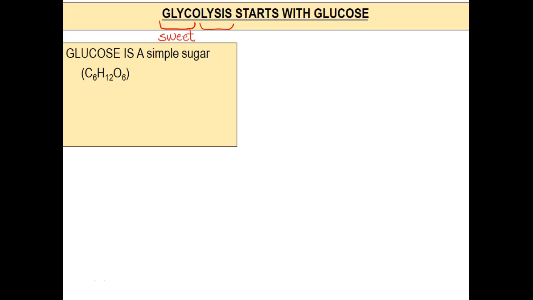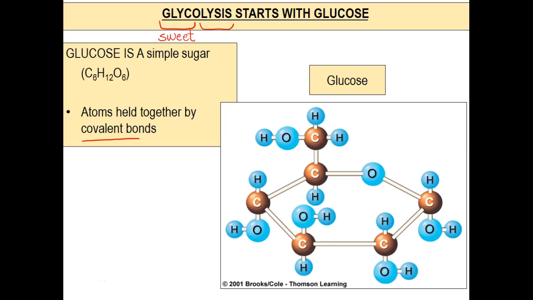And here you have glucose, which is C6H12O6, a 6-carbon sugar. And these atoms are held together by covalent bonds. And there you have a picture of glucose. And by now you should be able to draw this molecule. You should have a pretty good concept of what glucose looks like.